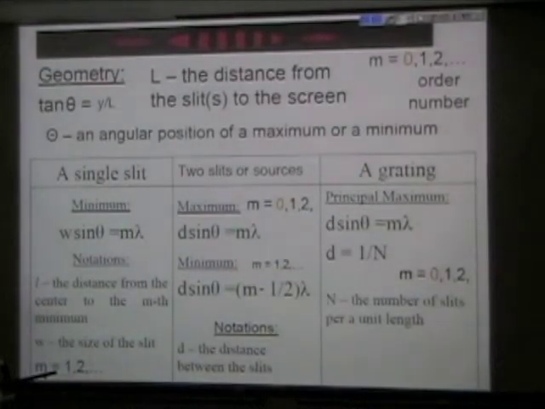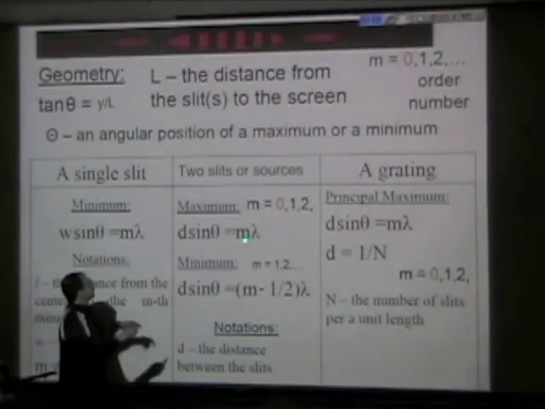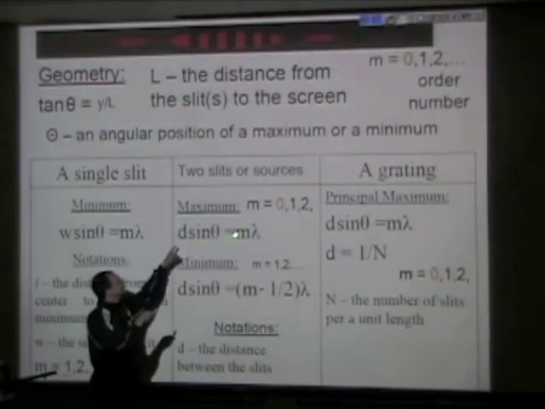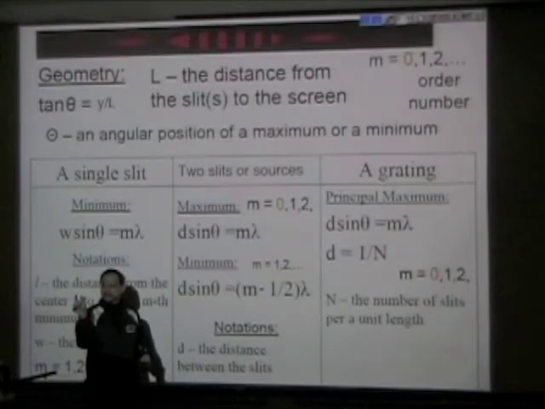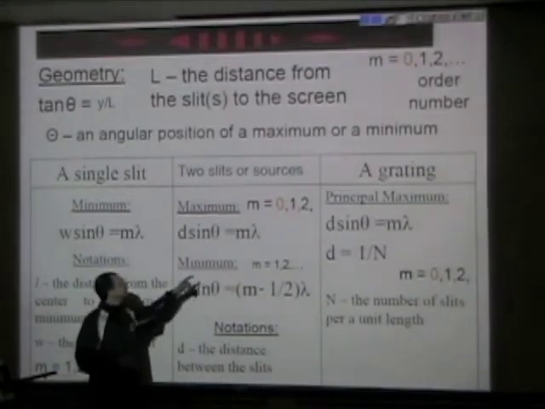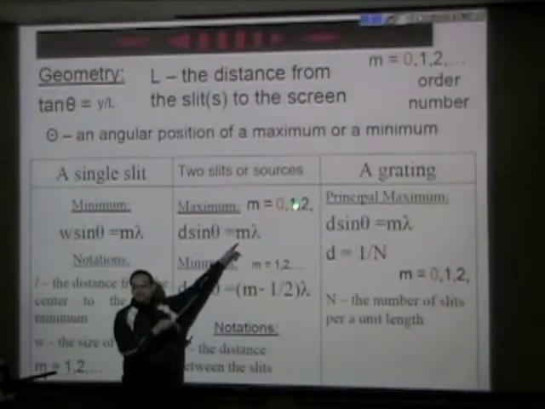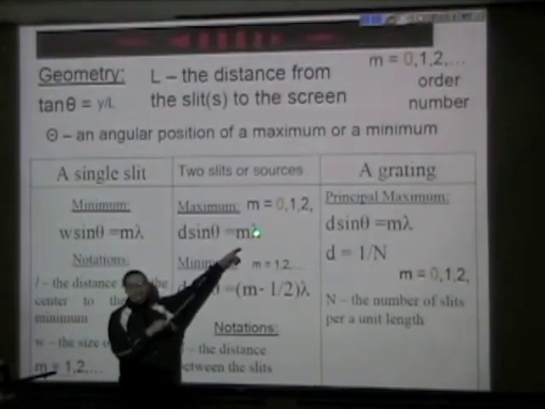So this concludes all the future theory, but you can use this to solve your homework problems already. For a double slit, the picture we just saw, bright spots, bright fringes obey this condition. D is the distance between the slits or the sources. M is just some natural number. This is the wavelength of the light.